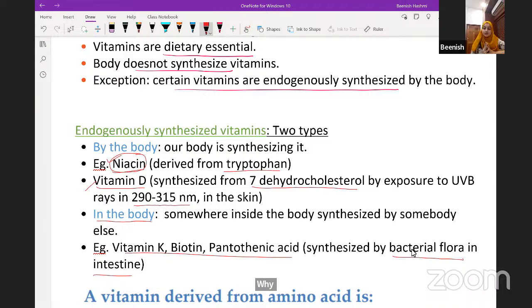If you get an MCQ where it is not mentioned whether it is synthesized in or by the body, and the question only says which of the following is the endogenously synthesized vitamin, and you have in the options both niacin and vitamin K, your preference will be given to those vitamins that are synthesized by the body, rather than to the vitamins that are synthesized in the body.